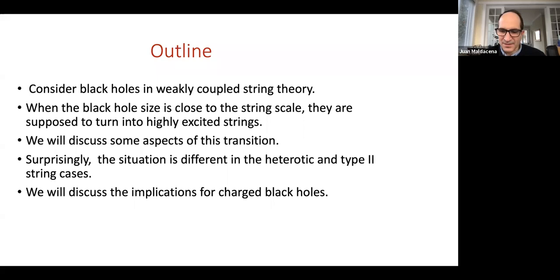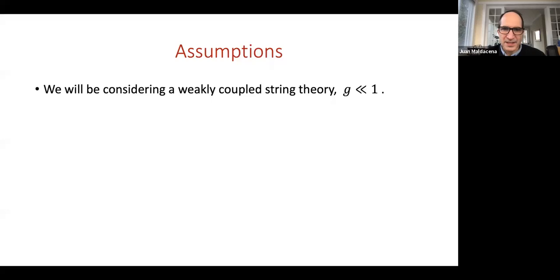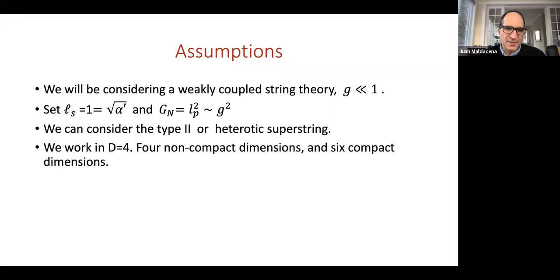The assumptions throughout this talk will be that we are considering a weakly coupled string theory. So we take G string much smaller than one, and we'll set L string to one, and G Newton therefore will be of order G string squared. We'll consider either the type two or heterotic superstrings, and we'll work in D equal to four. That means four non-compact directions and six compact dimensions that are not going to play any role in the discussion.